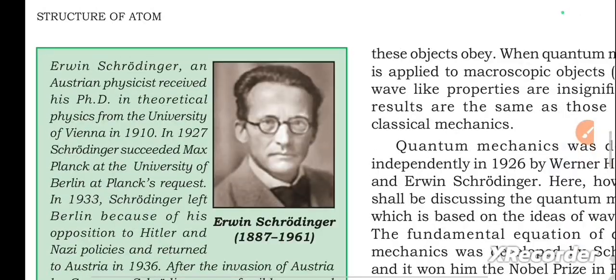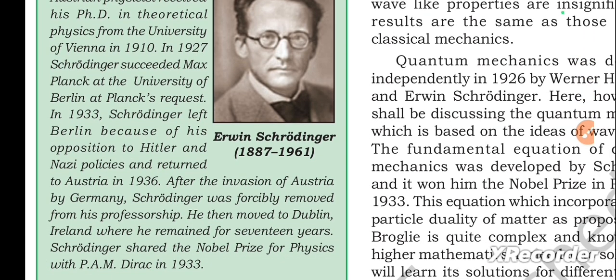So here it is about Erwin Schrödinger, 1887 to 1961. So let's see about him. Erwin Schrödinger, an Austrian physicist, received his PhD in theoretical physics from the University of Vienna in 1910. In 1927, Schrödinger succeeded Max Planck at the University of Berlin at Planck's request.